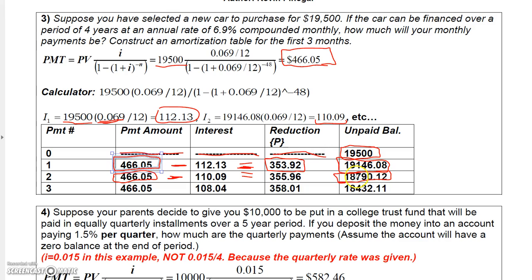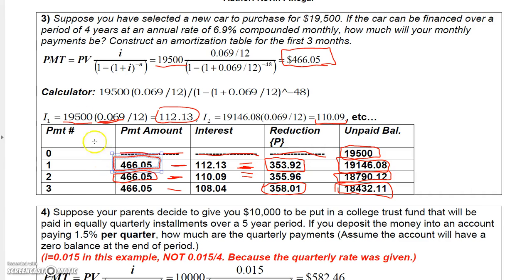And then you can do it again with this number. So take 18,790.12, multiply it by 0.069 times 1/12. When I did that, I got 108.04. So I subtract 108.04 from 466.05, and I got 358.01. Then I subtracted that from the previous balance and got 18,432.11. Now, obviously, it would be crazy for me to ask you to do this entire table, because the table would have actually 45 more lines in it to finish it out.